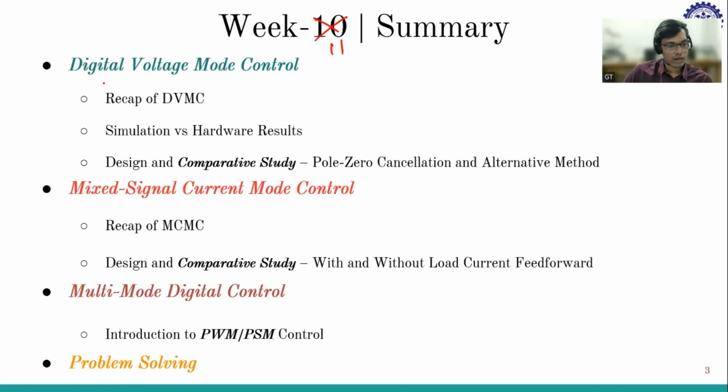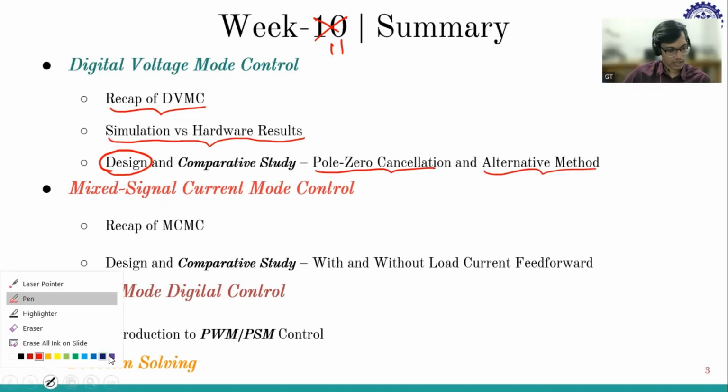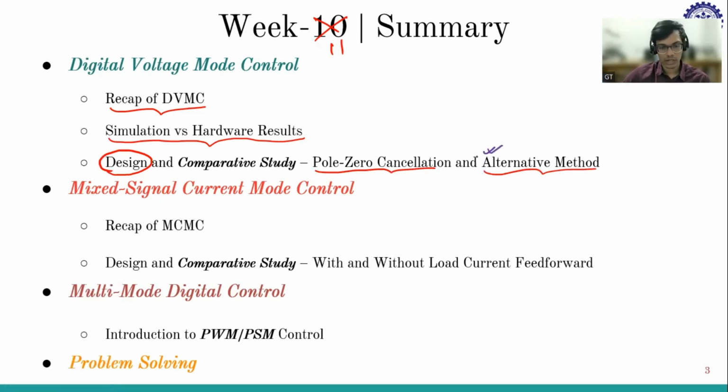In week 11, as I have mentioned, first we had discussed digital voltage mode control. There was a quick recap of the implementation and the blocks, and then we compared simulation versus hardware results. We saw multiple case studies of the hardware results and how closely they match the simulation. Then we discussed the design aspects, mainly the two design techniques: one is pole zero cancellation, and the other is the alternative method. We saw the differences and how the alternative method was able to improve the voltage transient response. We also saw a comparative case study of the simulation results of method 1 versus method 2, and the major differences between these two methods.